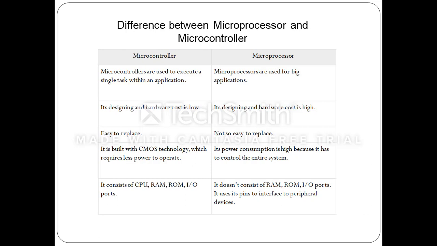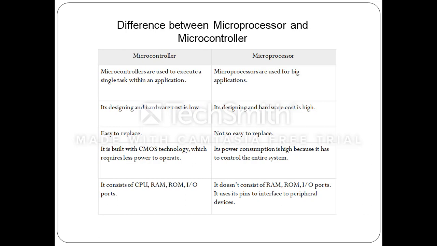Now, the difference between microprocessor and microcontroller. Microcontrollers are used to execute a single task within an application. In the case of a microprocessor, it is used for big applications. For microcontrollers, the design and hardware cost is low. In the case of a microprocessor, the design and hardware cost is high. A microcontroller is easy to replace, but a microprocessor is not easy to replace.